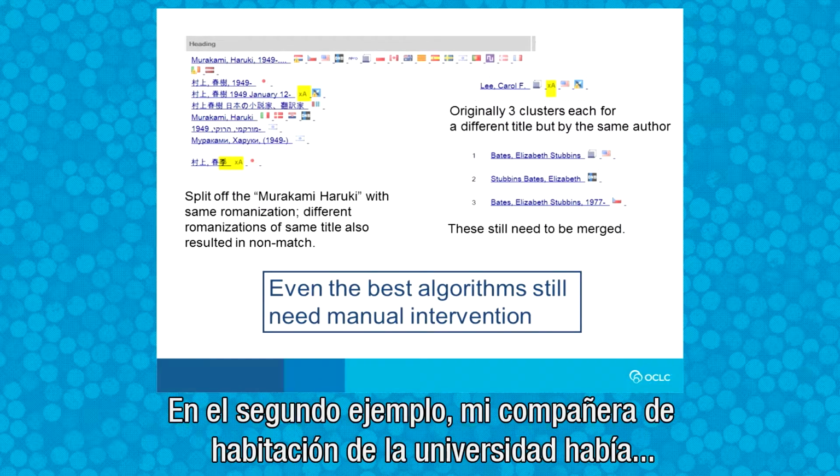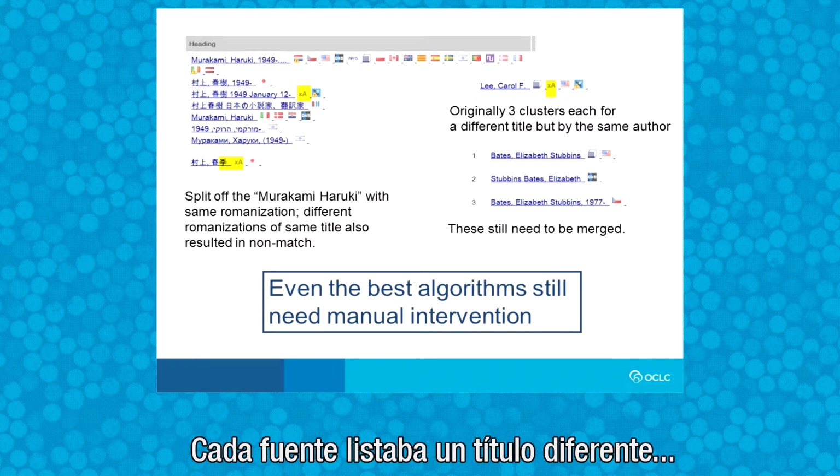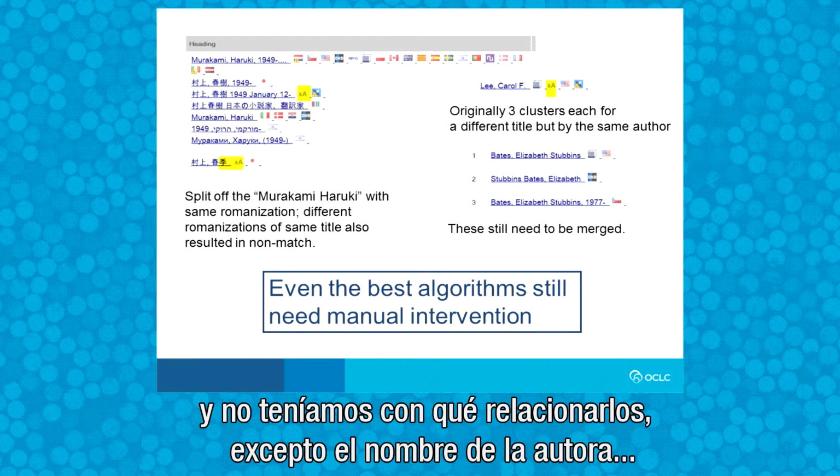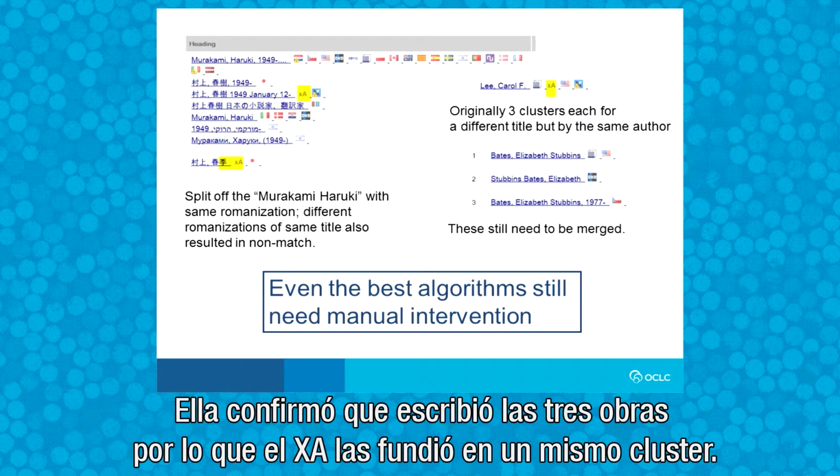In the second case, my college roommate has written several different works both in the United States and France. Each source listed a different title, and we didn't have anything to match on except her name, so we ended up with three different clusters. She confirmed that she wrote all three, so the XA record merged them into one cluster.